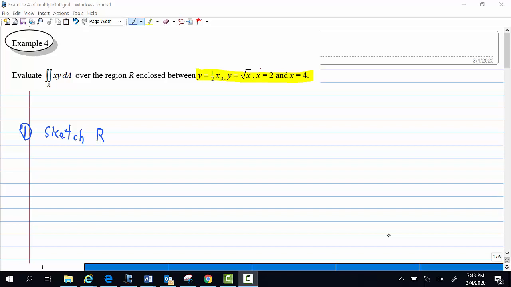This is example 4 of multiple integral. We are going to evaluate xy over the region R, where R is enclosed between y equal half x, y equal square root of x, x equal to 2, and x equal to 4. The first step of solving this problem is how does this R look like? So we need to sketch R.